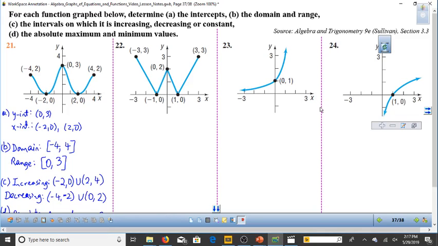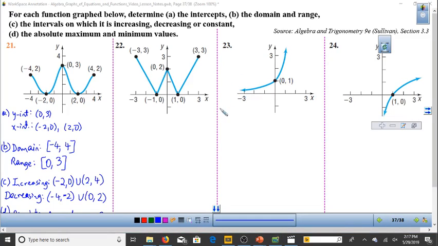For number 23, as you can see here, the graph does not touch the x-axis, it only touches the y-axis. So there's only a y-intercept. This y-intercept occurs at (0, 1), and that function is actually a familiar function, which you will see later in the course. The graph is an exponential graph. There's no x-intercept. So I'll just indicate that there's no x-intercept, but that's not necessary to write in this case.